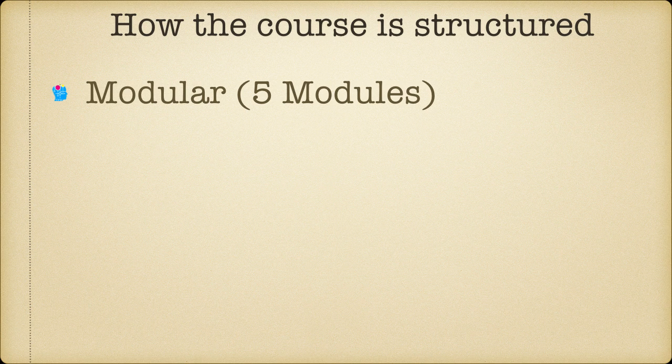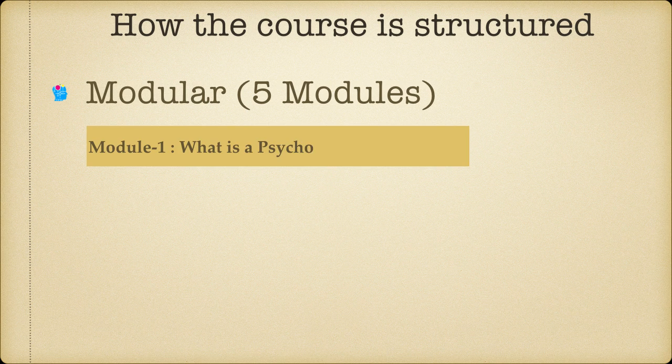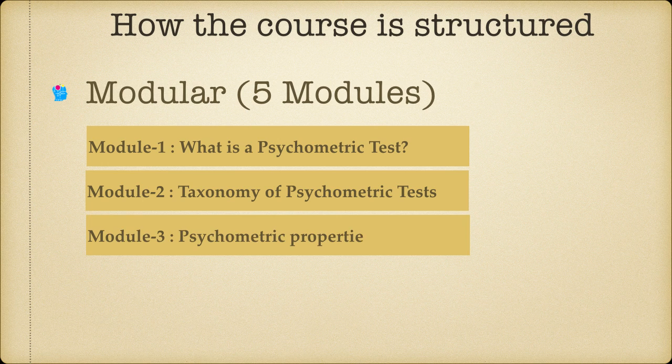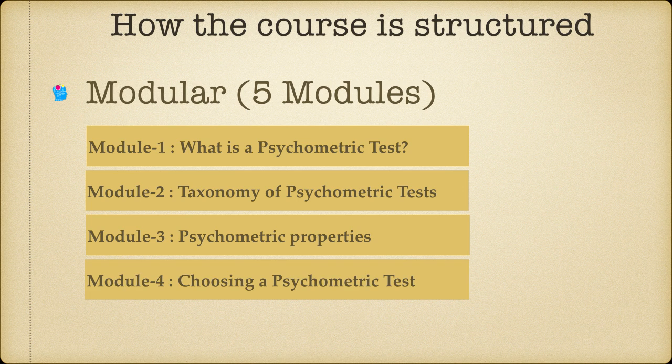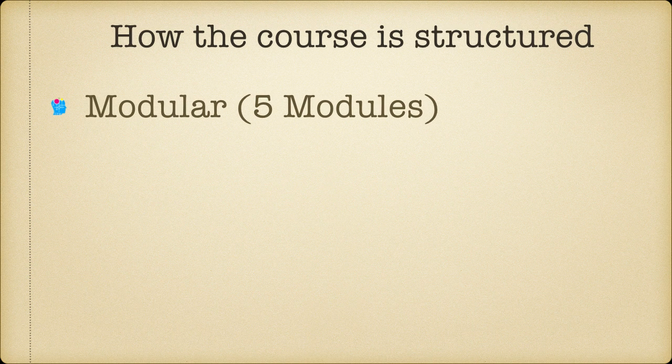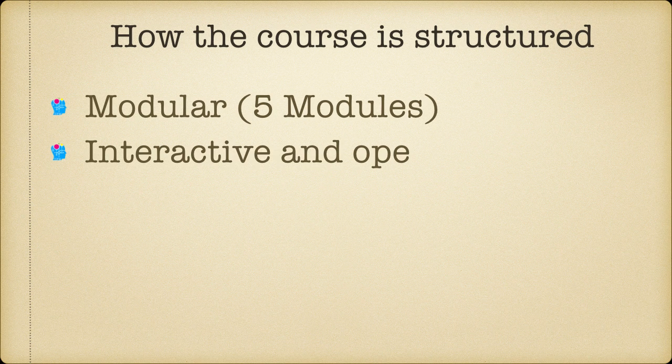The course has a very modular structure and is divided into 5 modules. Module 1 talks about the definition and concept of tests in general, and psychometric tests in particular. Module 2 talks about different kinds of psychometric tests. Module 3 talks about psychometric properties. Module 4 talks about choosing psychometric tests for a given purpose, and Module 5 talks about standards and best practices in psychometric assessments.